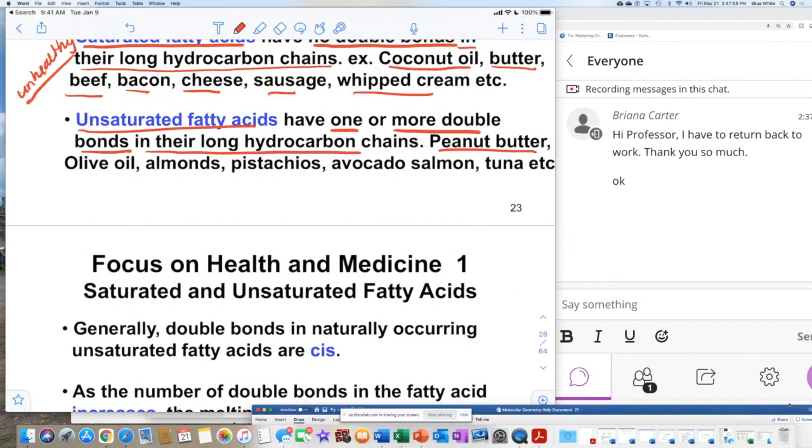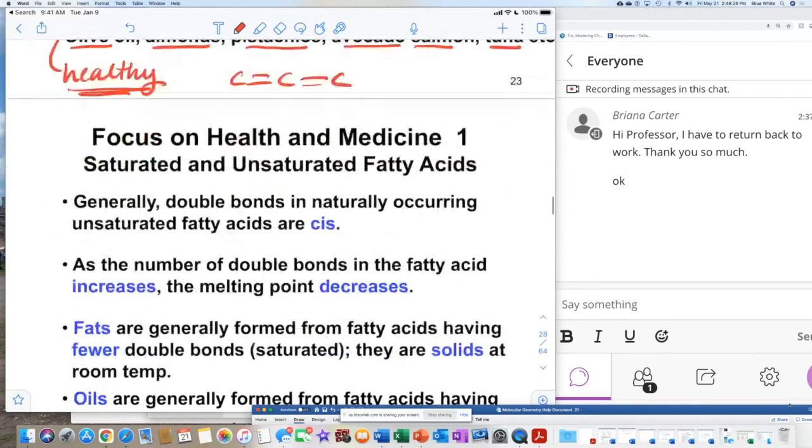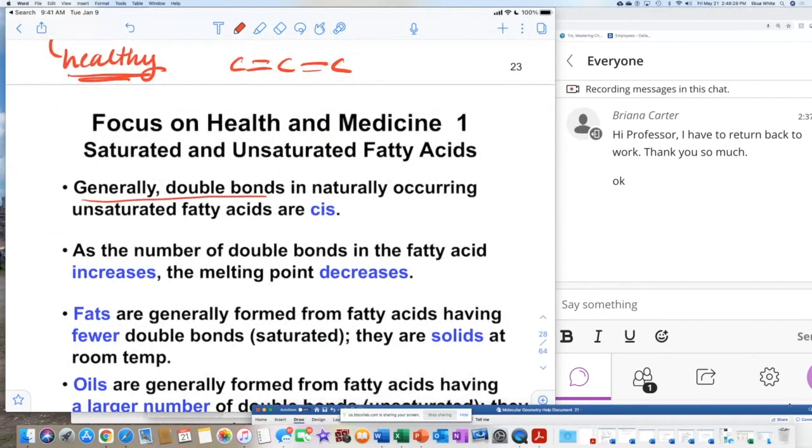Peanut butter, that's good, right? Olive oil, almonds, pistachios, avocado, salmon. Oh, I'm thinking of a sandwich right now with salmon and avocado. Tuna, okay? So these are more the healthy fats. So dietitians are usually encouraging you to eat fats that have a bunch of double bonds, okay? Not back to back, but you get the idea, right? Unsaturated is better than saturated.